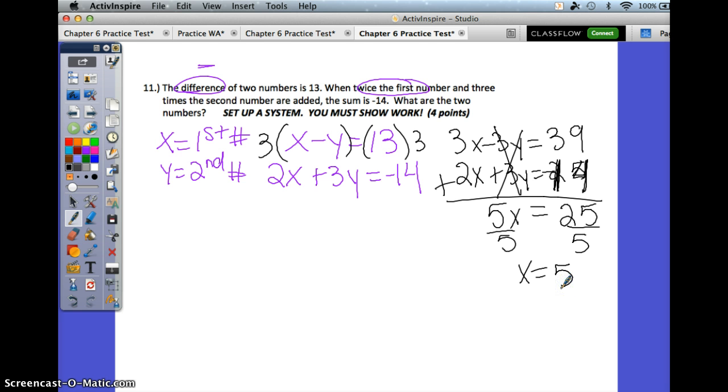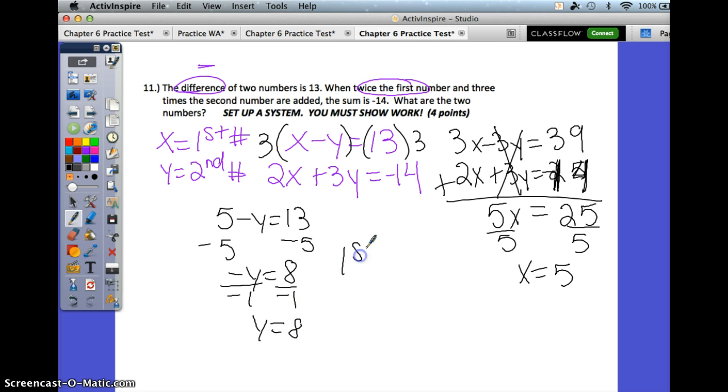I substituted in the first equation because I thought it was easier, it was more simple. And we have 5 minus y equals 13. Subtract 5, subtract 5. Negative y equals 8. Divide by negative 1, and you get y equals negative 8. So you'd say your first number equals 5. Your second number equals negative 8.